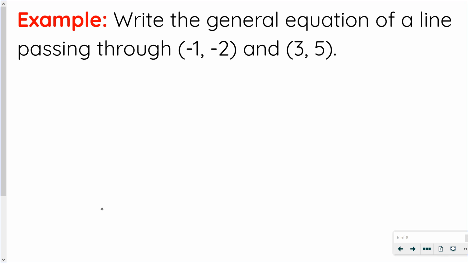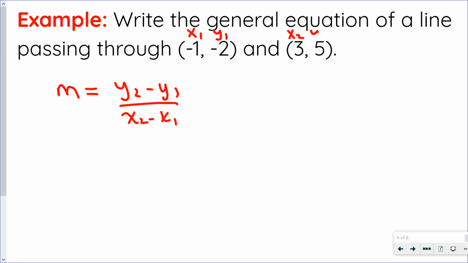Well, if I have 2 points, no matter what method I use, I have to find the slope. So slope is rise over run. y2 minus y1, that's the rise, over x2 minus x1, that's the run. So I always label my first point as x1, y1, and my second point as x2, y2.